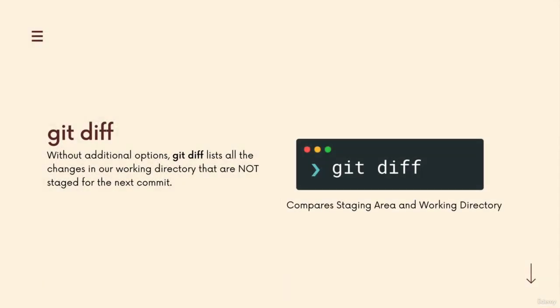So the first version I showed you, the only version, is just git diff with nothing else. And this will show us all the changes in our working directory that are not staged for the next commit. So it compares staging and the working directory. Also, staging is usually referred to as the index in the documentation. It's just confusing. Staging makes more sense. So a lot of people say that.